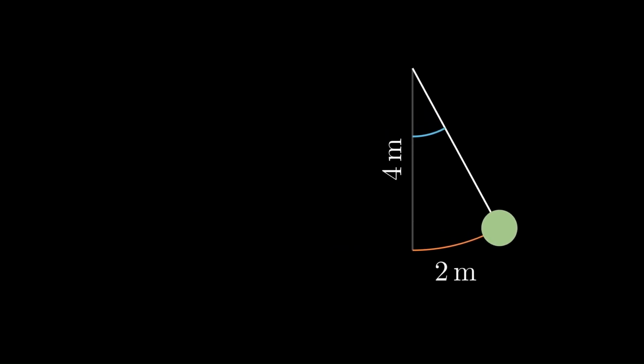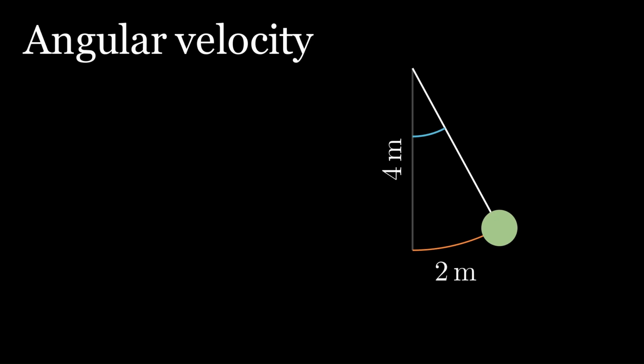However, we can also consider the time it takes to create the angle. This describes the angular velocity of an object, which is denoted by the symbol omega and is measured in radians per second. The formula for omega, the angular velocity, is v over r.